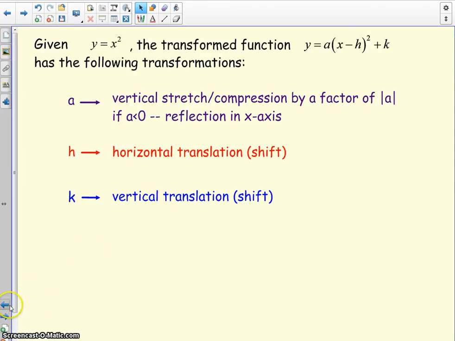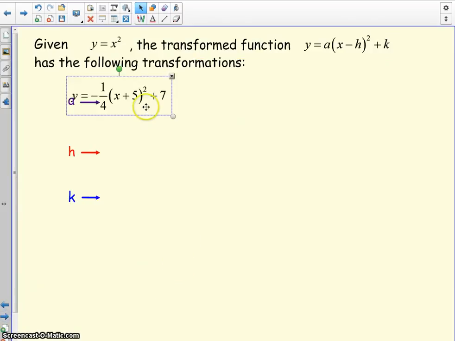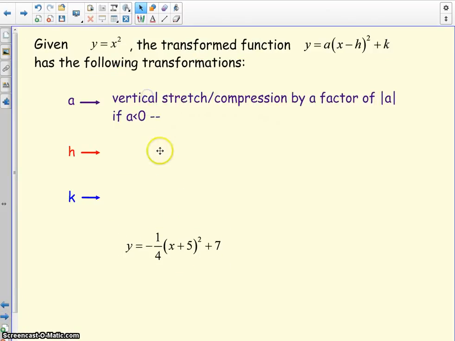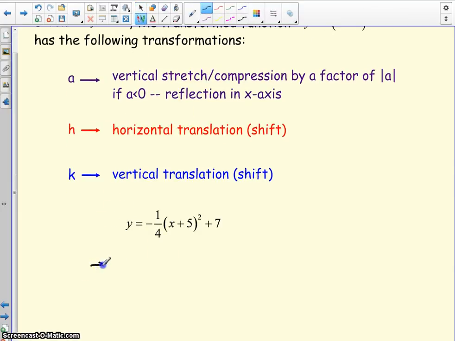Okay, so what I'm going to do here is apply this to the equation we just did, and I'm going to list these transformations. I'm going to start with the negative out in front here. Because my a value is negative, we have a reflection in the x-axis.